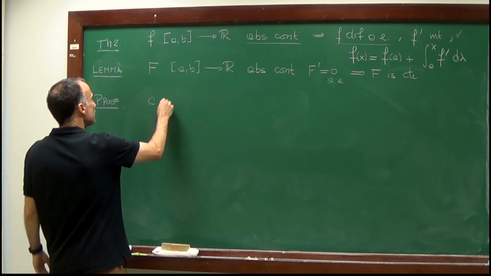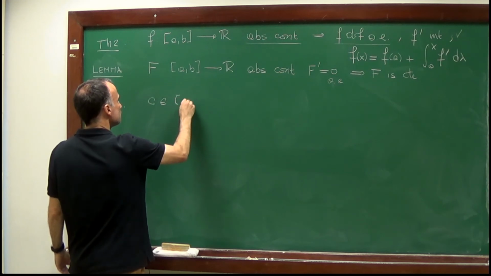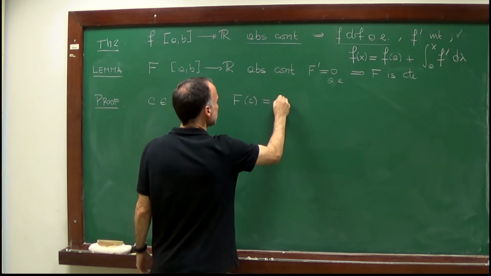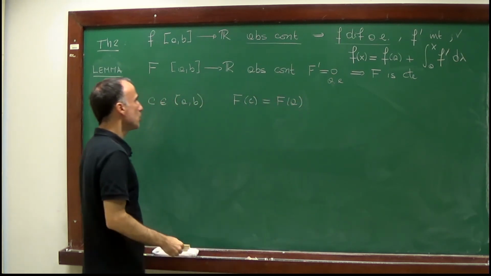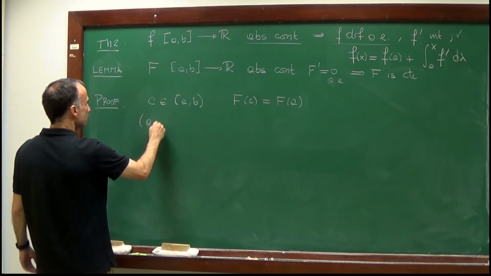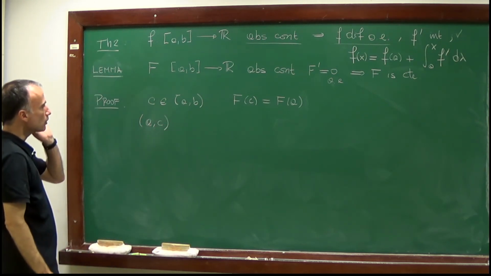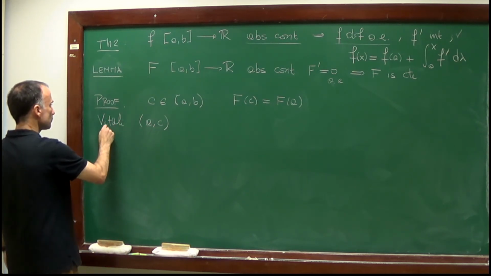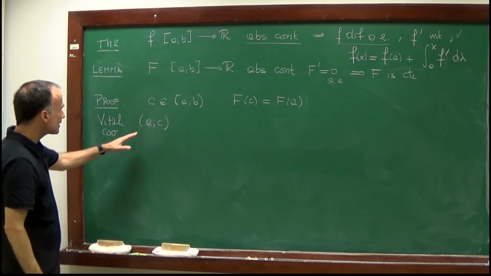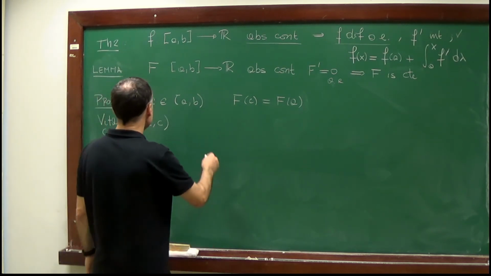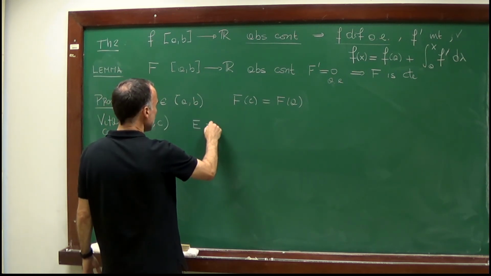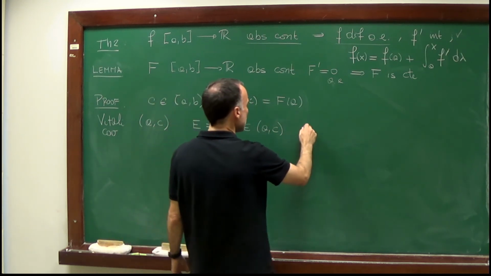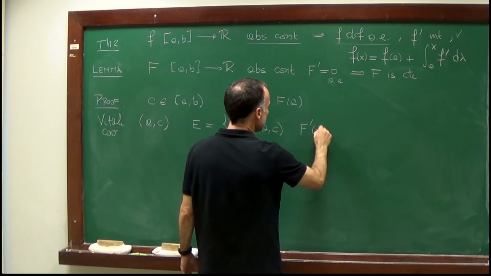Okay. Let's fix c in the interval [a,b]. And I want to prove that f of c is equal to f of a. So let's consider [a,c]. And I want to construct a Vitali covering of this interval. Actually, not exactly of this interval. Let me take E, the set of points x in the interval [a,c] for which f prime of x is equal to 0.